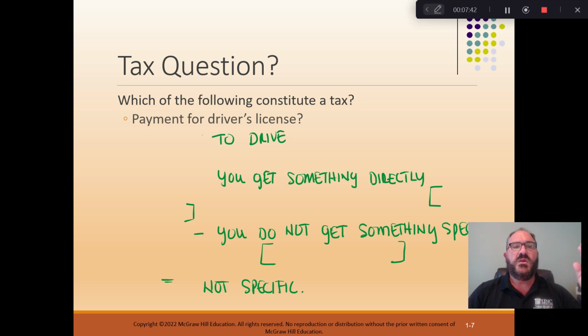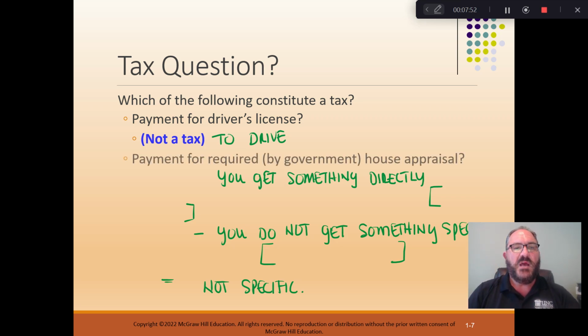So here's some. Payment for a driver's license, is that a tax? Not a tax. Why? Because you get to drive. You benefit directly. Okay, you get something directly. How about payment required by government for a house appraisal? Is that a tax? Nope, not a tax. Why? You get the appraisal. Okay.